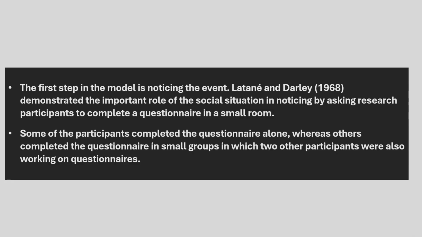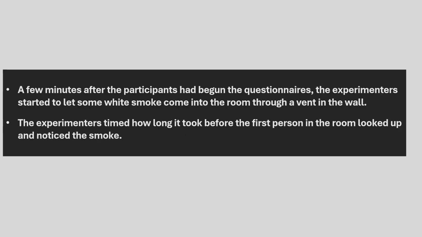The important role of the social situation in noticing, they ask participants to complete a questionnaire in a small room. Some of the participants completed the questionnaire alone, whereas others completed the questionnaire in small groups, in which 2 other participants were also working on the same questionnaire. A few minutes after the participants began, the experimenters started to let some white smoke come through the room through a vent in the wall. The experimenters timed how long it took before the first person in the room looked up and noticed the smoke.